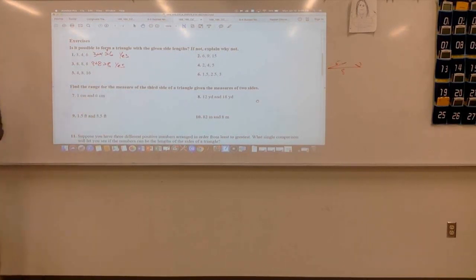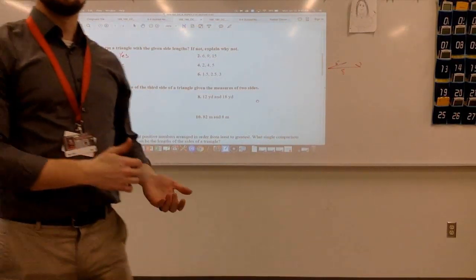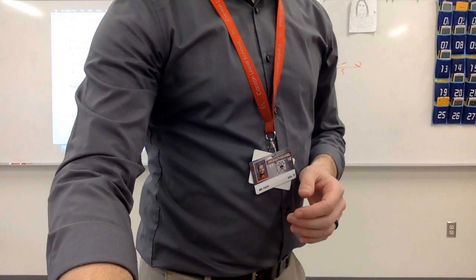Okay, so let's take a minute here and see what you guys can do with the other 4 problems. All we're testing is to see if the two smaller ones add up to be bigger than the third one. If that's true, they can make a triangle. If it's not true, it doesn't make a triangle.